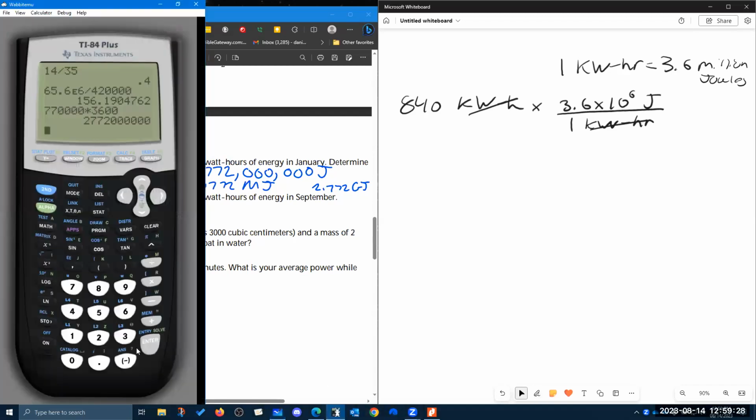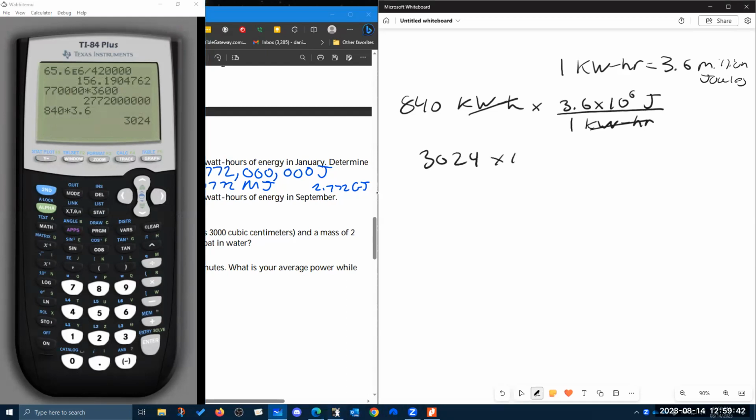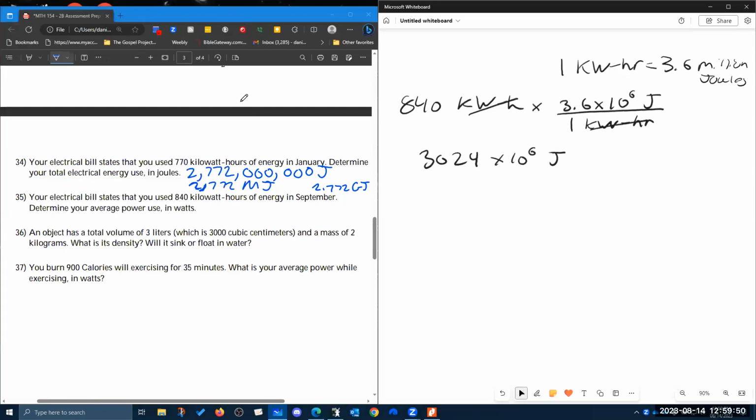So open up my calculator. 840 times 3.6 is 3024 times 10 to the 6th joules. And remember that a watt is 1 joule per second. Sorry, there we go.